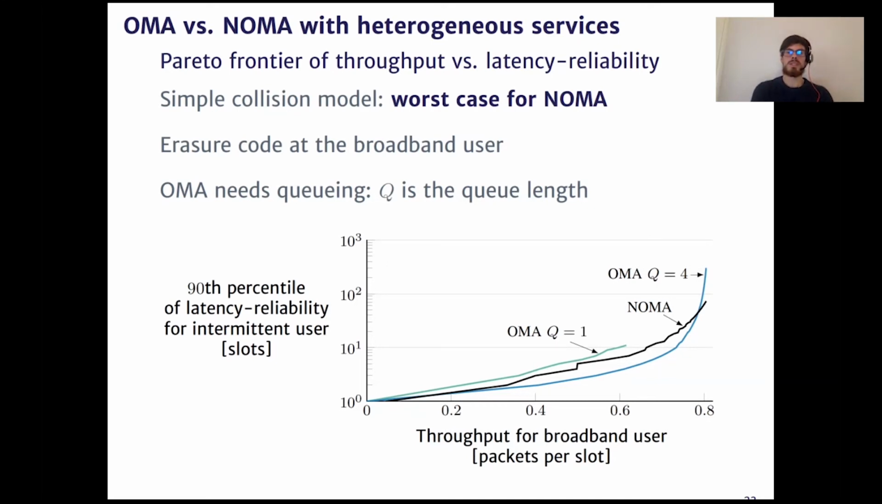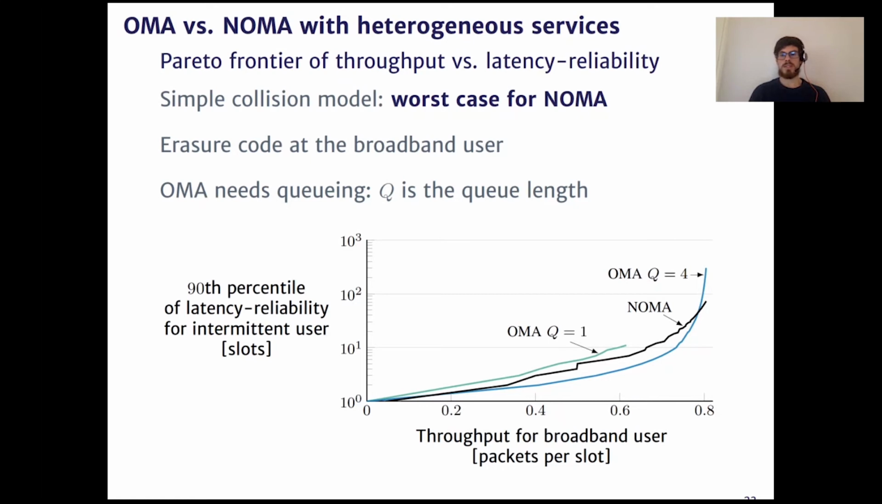So this is a Pareto frontier. What it means is that you generate a lot of points for different configurations and values and settings, and you plot them in a 2D plane. Then you look at the KPIs that you're aiming for, in this case, throughput for the broadband user. We want the highest possible here. And we want the latency reliability for the intermittent or URLLC user to be as low as possible. So in the graph, this takes us to the lower rightmost corner.